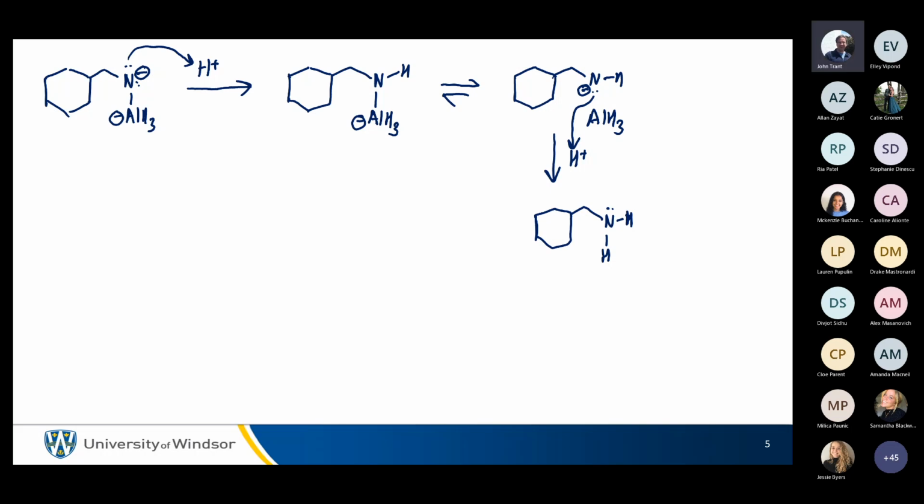So excess aluminum hydride means use as much as you need to react everything to the end. So I could have said 10 equivalents. You only needed 2, but I could have said 10. Excess just means excess. Like there's more than you're going to need. Keep going until you can't go any further. That's what excess means.